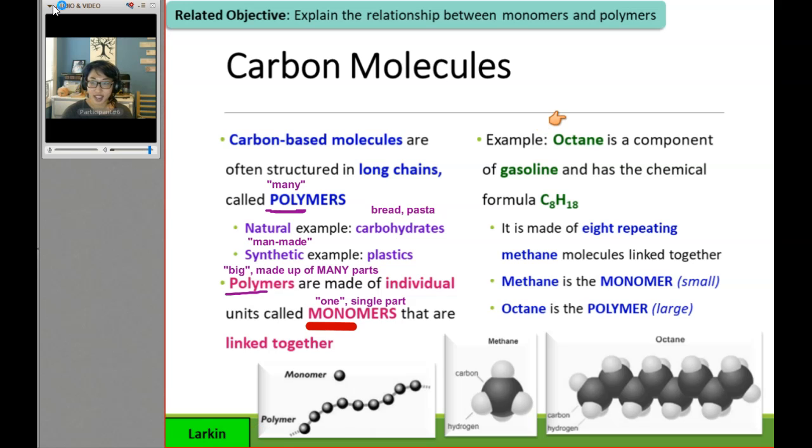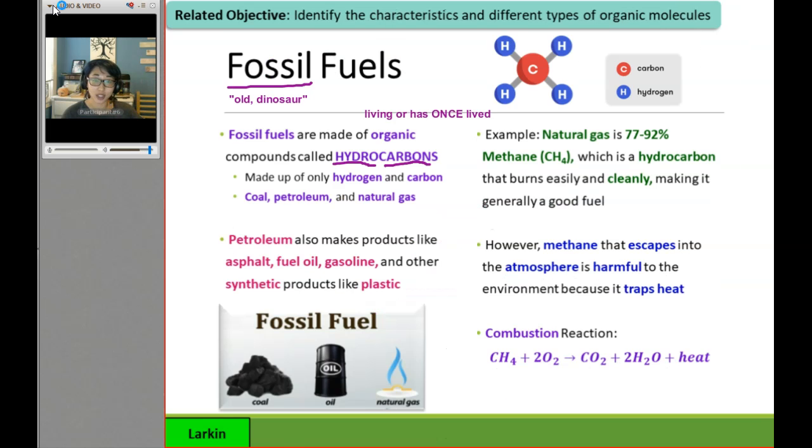Thank you, Kayla. Yeah, so octane is going to be an example here. Octane is a component of gasoline that you might use in your car if you've ever heard the term high octane gas. That's because gasoline does include octane. And it has the chemical formula of C8H18. And it's actually made up of 8 repeating methane molecules. Remember, we just learned about methane on the previous couple slides, right?